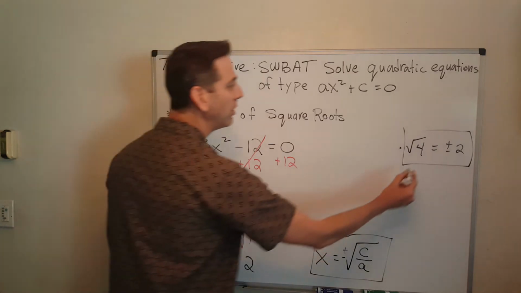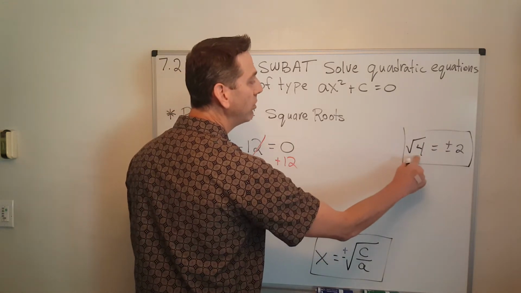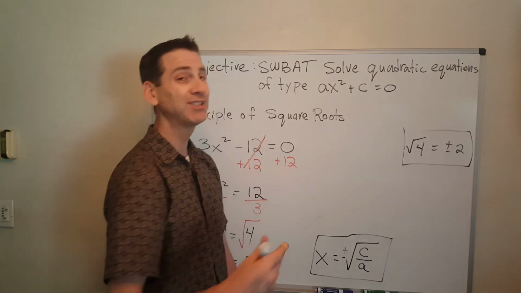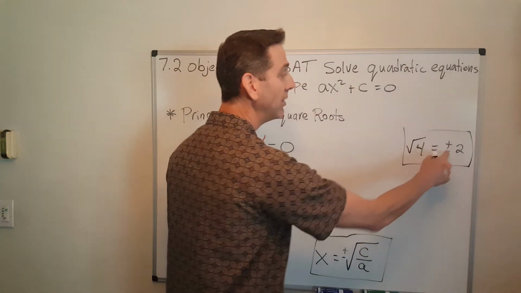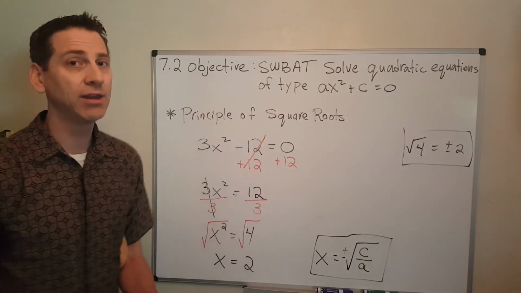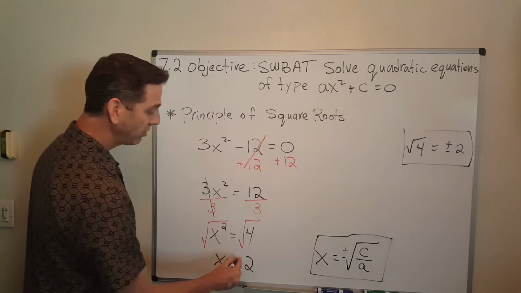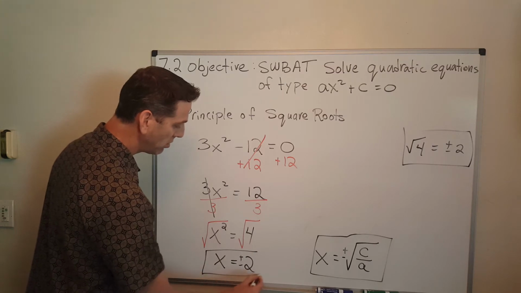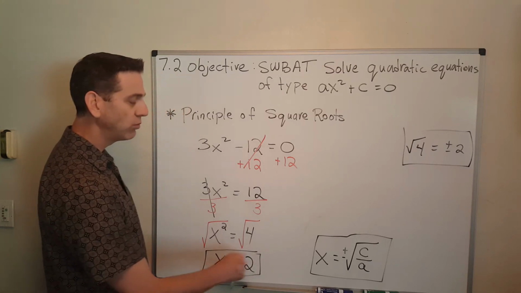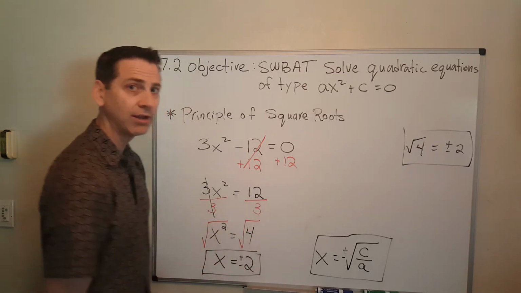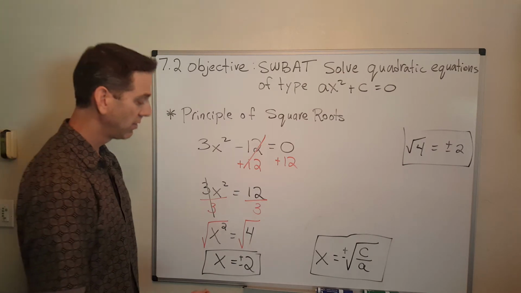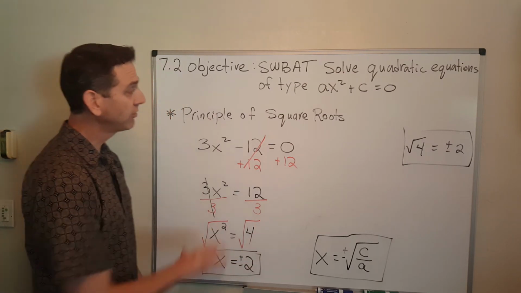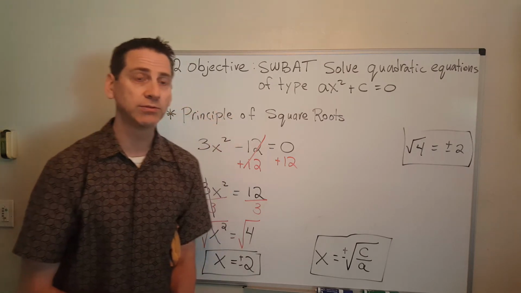However, remember, anytime you take the square root of a number, you're going to get 2 solutions. The principal square root is the positive, but in reality, there's also a negative as well. So this should be plus or minus 2. Or you could say x equals 2 or x equals negative 2. Okay, that's the long form. All right, so that's using the principle of square roots.